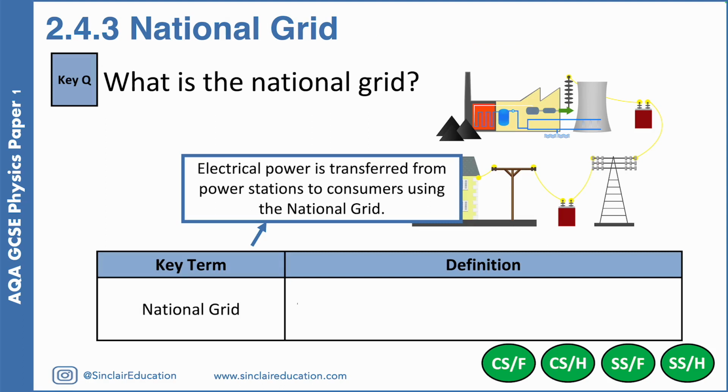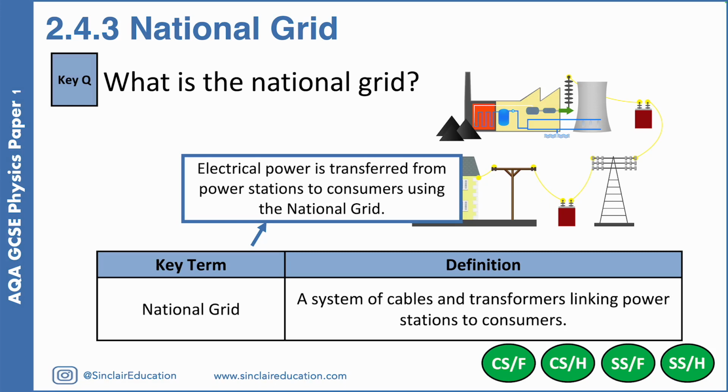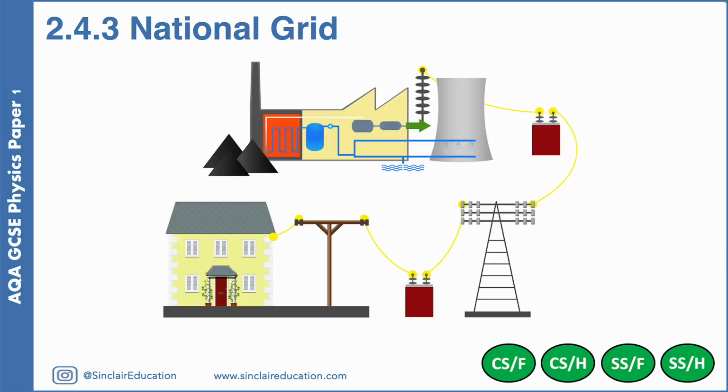As the final section for the content that's on both combined and separates, we've got this idea about the national grid. Electrical power is transferred from power stations to consumers using this national grid, and you might be asked what it is. The national grid is a system of cables and transformers that link power stations up to households.